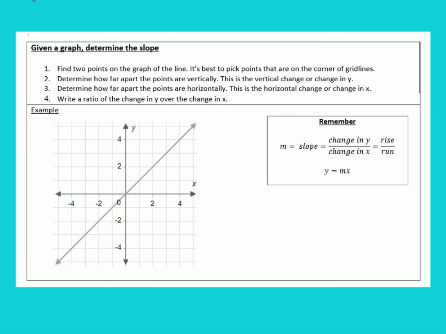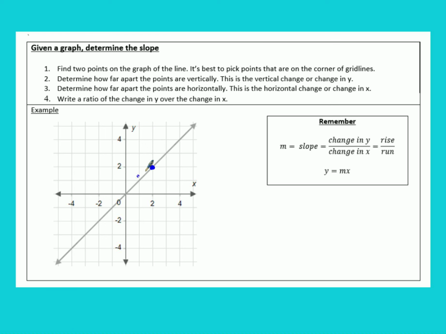Now moving on, if you are given a graph, you don't even have to plot the points this time. You just want to find your slope, just like how we talked about, and then write the equation for the line that's graphed there. So you want to first find 2 points on the graph of a line. Now remember when we were graphing those points in the previous examples, those points that we had were right on the corner of these grid lines here. So that's going to be a good point to pick.